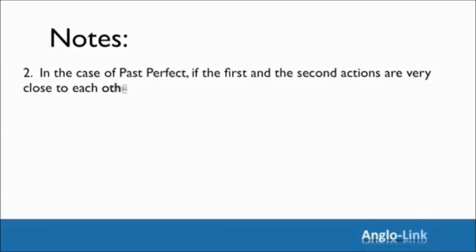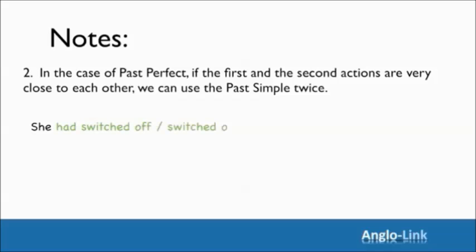Also, if the 2 actions happen quickly one after the other, very close to each other, you can use the past simple tense instead of the past perfect. Let's have a look. For example, someone switches off the light and goes to bed immediately. You can say, she had switched off the light before she went to bed, or she switched off the light before she went to bed.